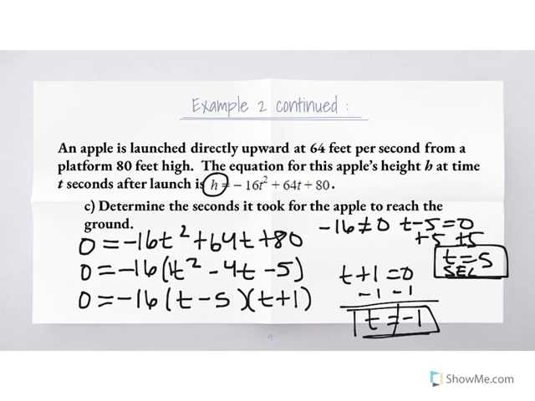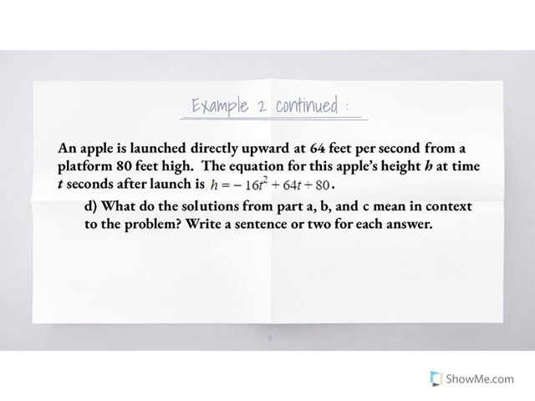Okay, so we can't have negative time. We also can't have negative $16 ever equal $0. So our only solution that makes sense is that positive value. So let's go ahead and finish this by actually writing down what our solutions mean in context. So from parts A, B, and C. For part A, we were talking about the time in seconds and our max height. So I'm going to use kind of a similar sentence like our first example.